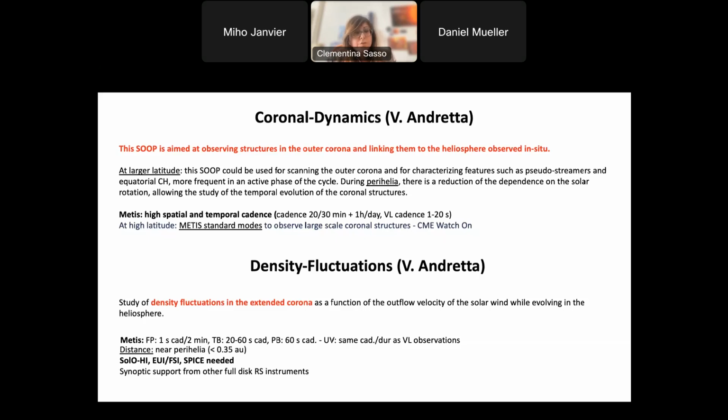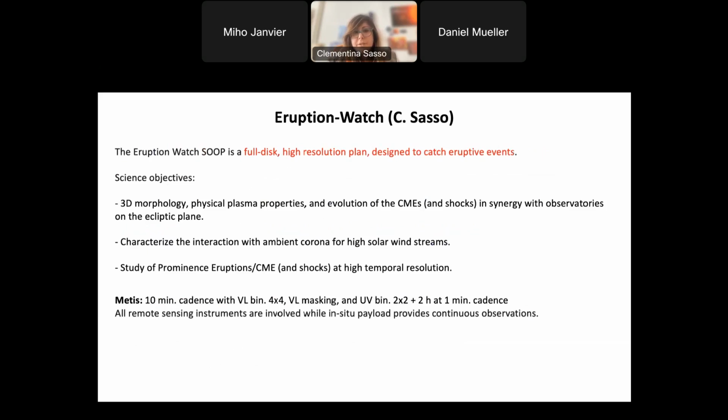Then the density fluctuation, which aims to study density fluctuations in the extended corona. And we also have the eruption watch, a full-disk, high-resolution plan designed to catch eruptive events. Of course, it tries to address all the science around coronal mass ejections, but also the ambient corona, and it aims to do so at very high temporal resolution.